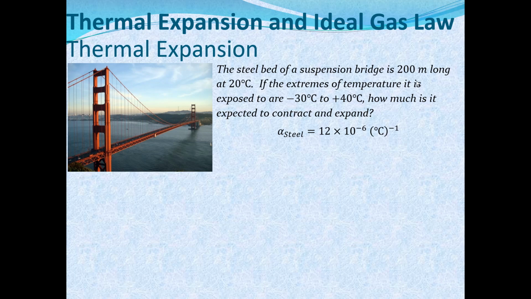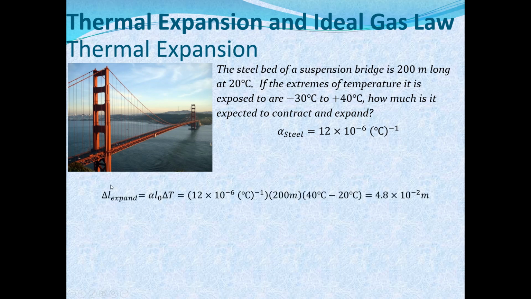All right. So what we want to do is we want to figure out how much does it contract and how much does it expand. So what we're going to do is we're going to figure out how much it contracts going from 20 to negative 30, and then how much it expands going from 20 to 40. So we're just doing the equation twice.